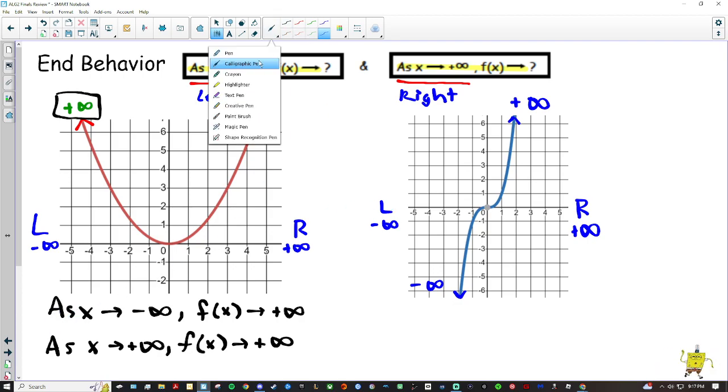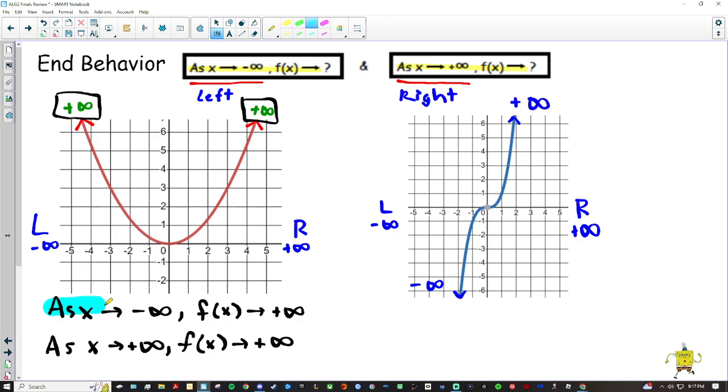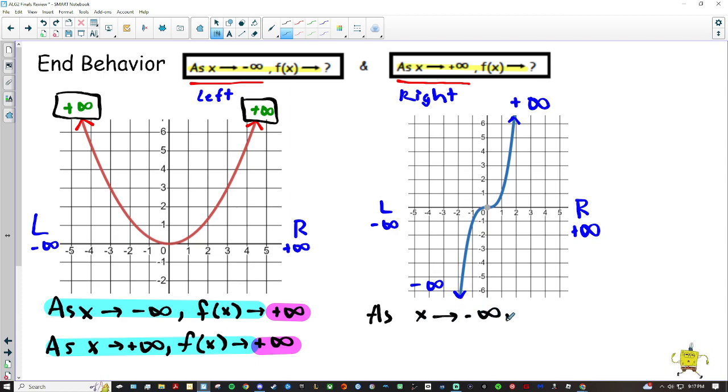Remember, these first parts, this part right here, and this whole part right here, these will not change. The only thing that is changing is what the function is doing on its ends. So in this problem, as x approaches negative infinity, my function, f of x, goes towards, so on the left side, my function is going down towards negative infinity.